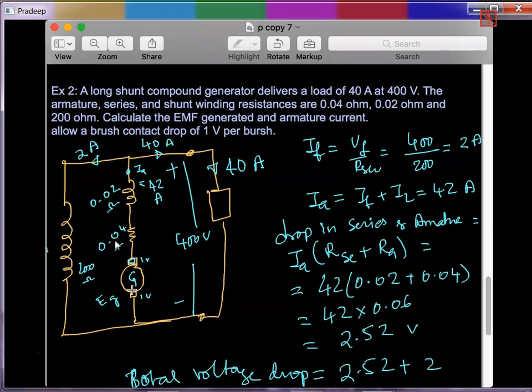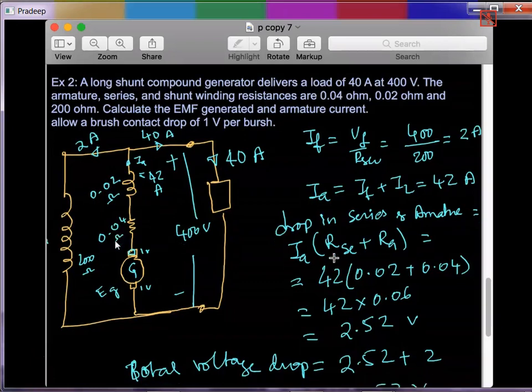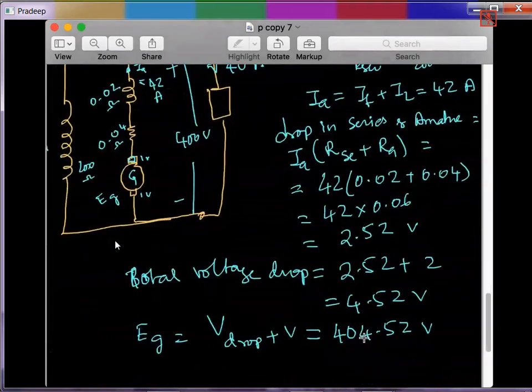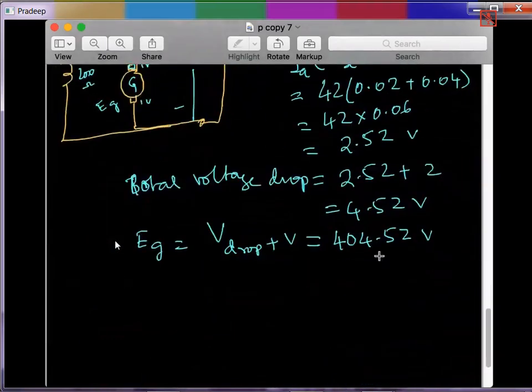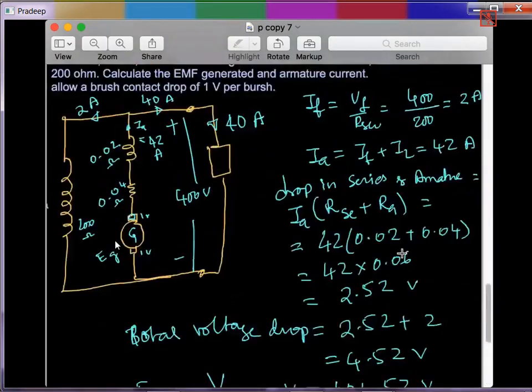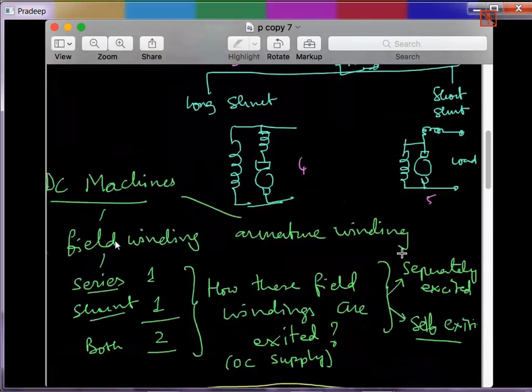So EMF generated will be slightly more than the terminal voltage. So terminal voltage is 400 volts. So EMF generated, you can expect, will be slightly more than 400. So here finally it is calculated as 404.52 volts. So these are the 2 examples, and let me go to a different page.